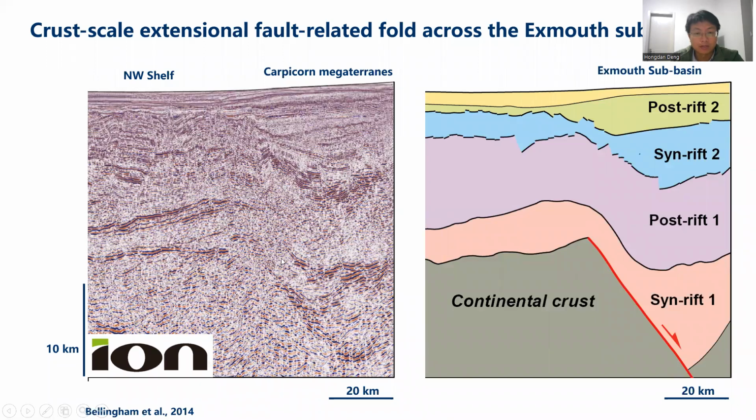In the Exmouth subbasin, the deep part of it is a large crustal-scale or lithospheric-scale fault, which has a displacement of up to 15 kilometers. It bounds the northwest shelf and the Capricorn terrains. On top of that is the formation of a hanging wall syncline developed during the late Triassic and Jurassic. So this basin actually developed in the hanging wall of a large crustal-scale extensional fault-related fold.